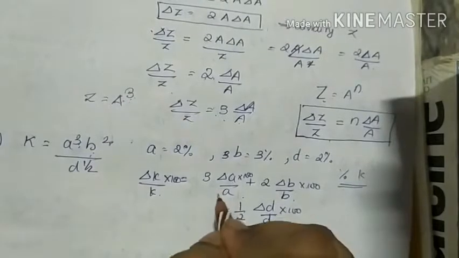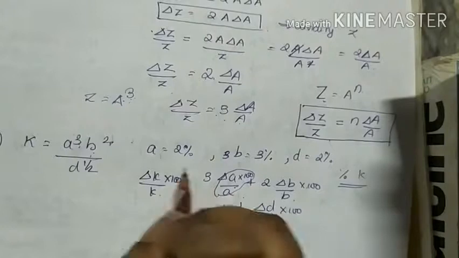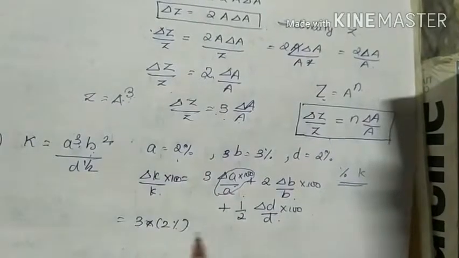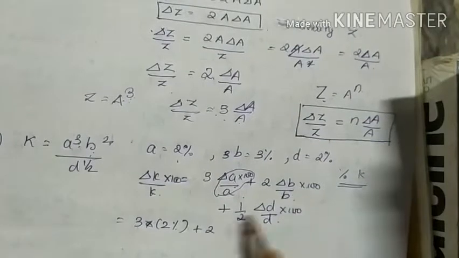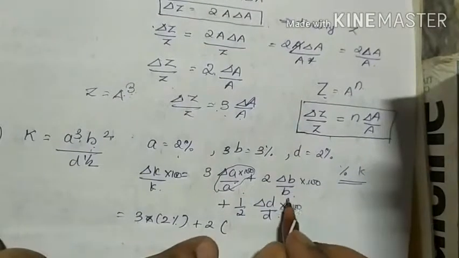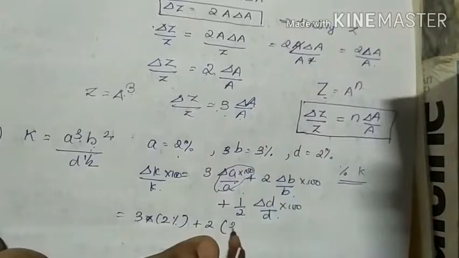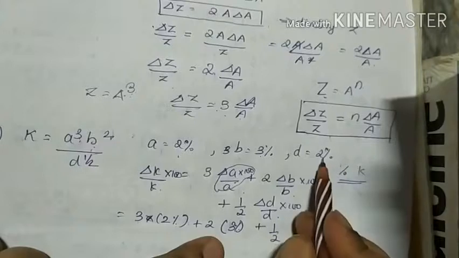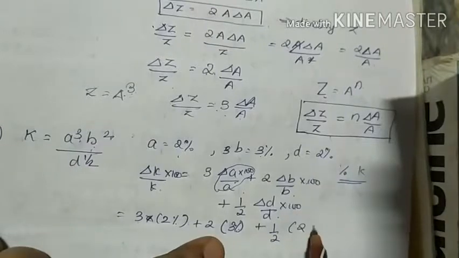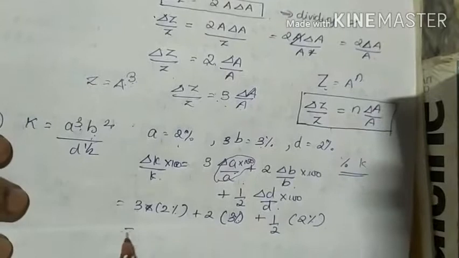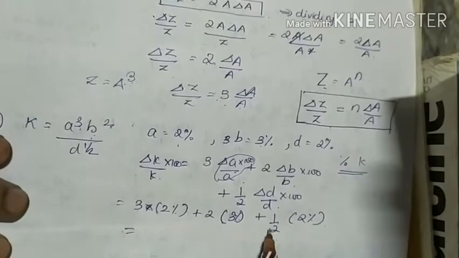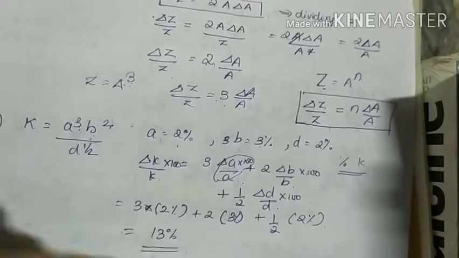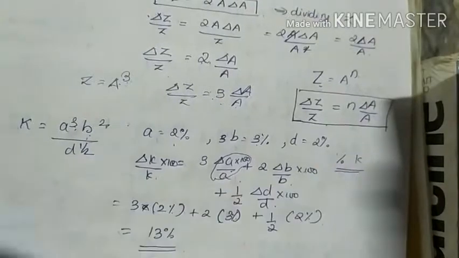So what is delta A by A into 100? That is the percentage error of A, that is 2. So it is 3 into 2%. Then 2 into delta B by B, where the percentage error is 3%. Similarly, half into the percentage error of D, which is 2%. So you will get 6 plus 6, that is 12, plus 1, that is 13% is the error of calculation of K.